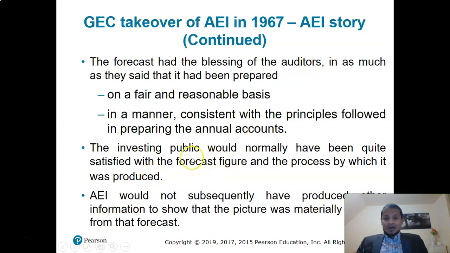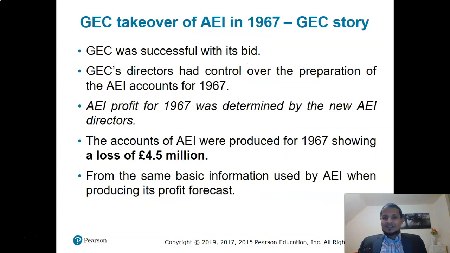The investing public would normally have been quite satisfied with the forecast figure and the process by which it was produced, but AEI would not subsequently have produced other information. What was the basis of this forecast? And then what happened? AEI used the same information and used the forecast, and then what they found, you can see here.